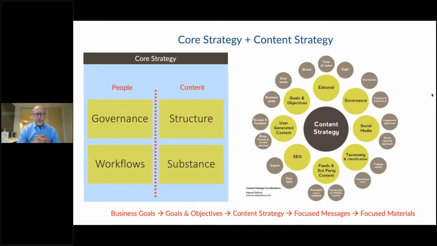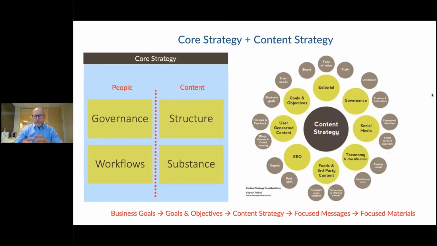At the 30,000 foot level, there's the aspect of core strategy and how people are coming together, as you can see on the left side, the core strategy versus the content coming together on the right side. And people invariably are working in processes and workflows, if you will, that then need to be governed. Whereas the content, while you want substantive content, it needs to be structured. So looking at the right side here, you can see there are a myriad of elements that factor into developing a really good content strategy.